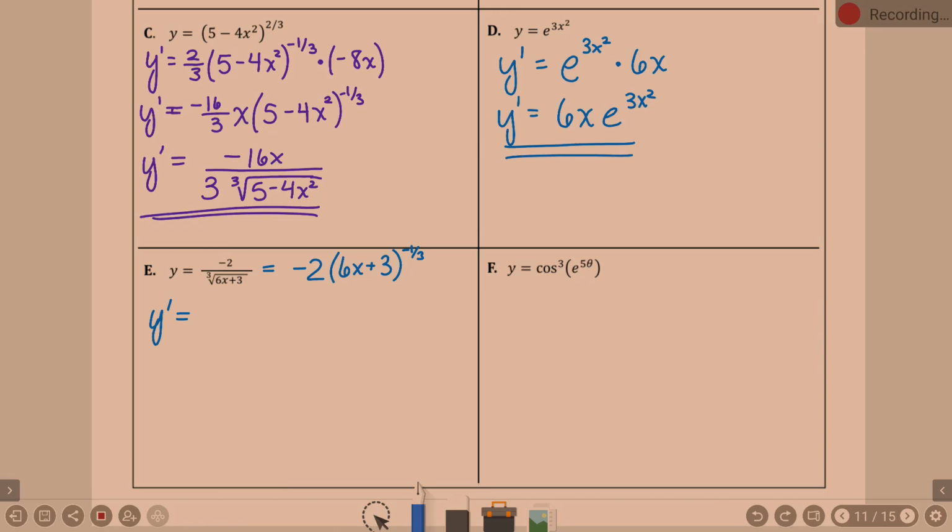Prime equal. So it'd just be 2/3. Oh my gosh, work, you stupid pen. 2/3, 6x plus 3 quantity negative 4/3.